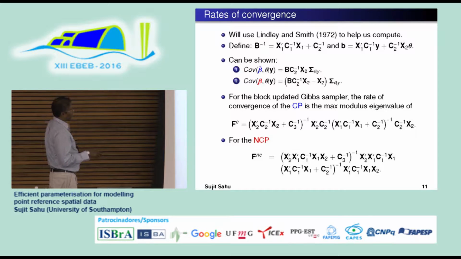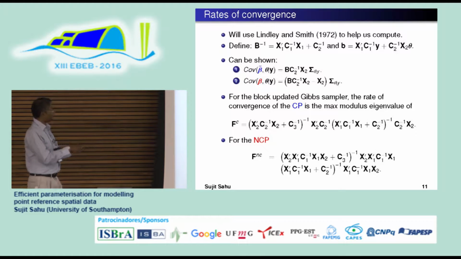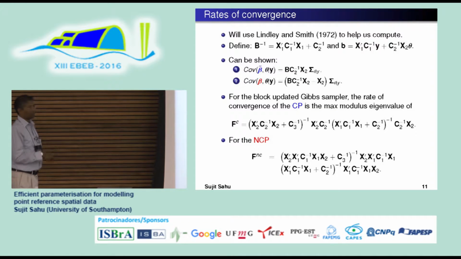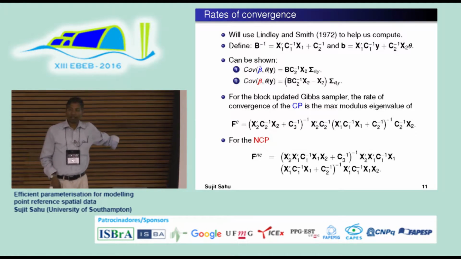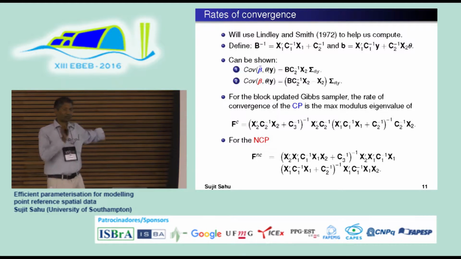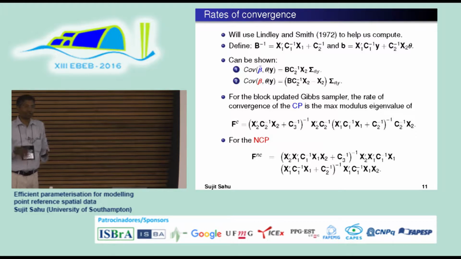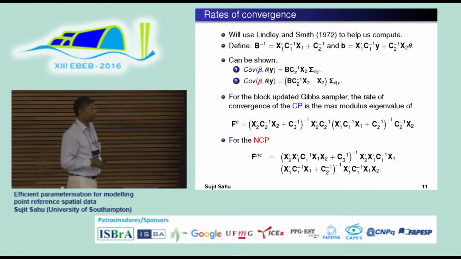So for the block updated Gibbs sampler, the rate of convergence, we can get from that Roberts–Sahu result. That will be the max modulus eigenvalue of this matrix, and for NCP, it will be this matrix. That's an alphabetical soup. I'm not asking you to remember it or take it to lunch, so leave that there. But that's why we'll explore how that behaves.